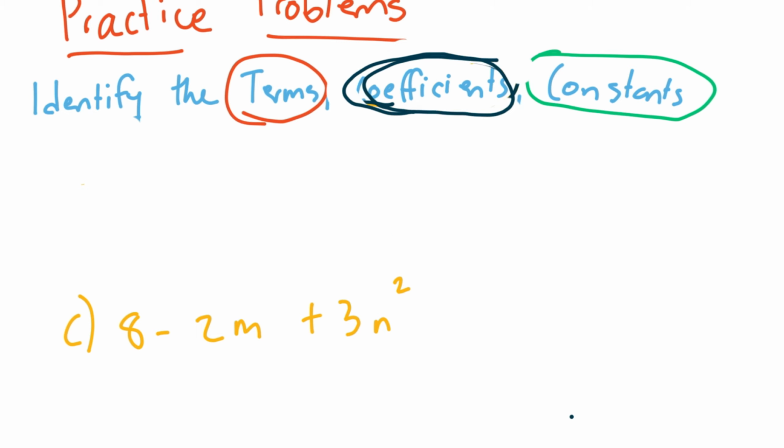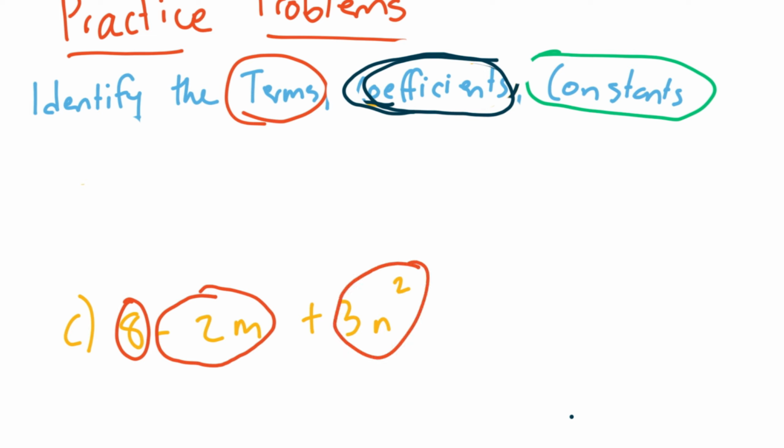Okay, we got C. Here we go. So we're trying to find the terms. So the terms, everything is a term. So 8, minus 2m, and 3n squared as a whole. The coefficients, this will be 3 and negative 2. The constant, the only thing by itself looks like is 8. So that's some good problems. We have more coming up.